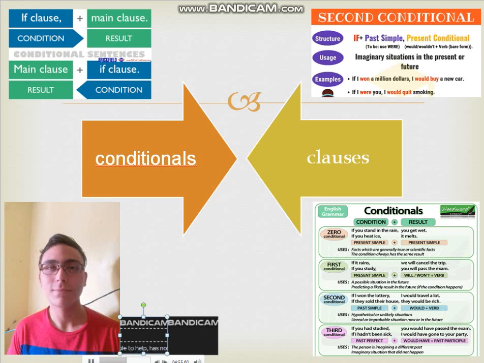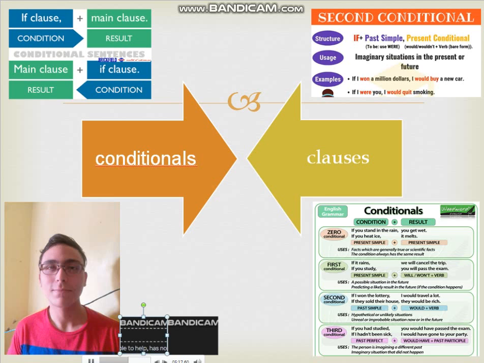Combining types 2 and 3, mixed conditional. When instead of talking about something that did not happen in the past and the consequences that it could have caused, what we want is to evaluate the possible future consequences, we can mix the second conditional with the third. If plus past perfect plus would plus infinitive.